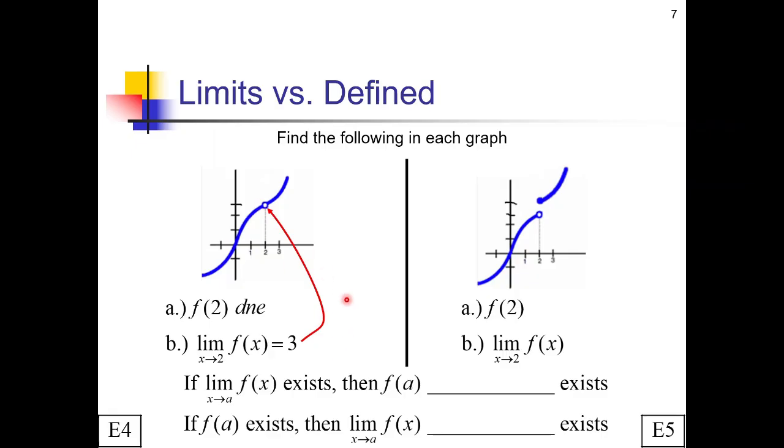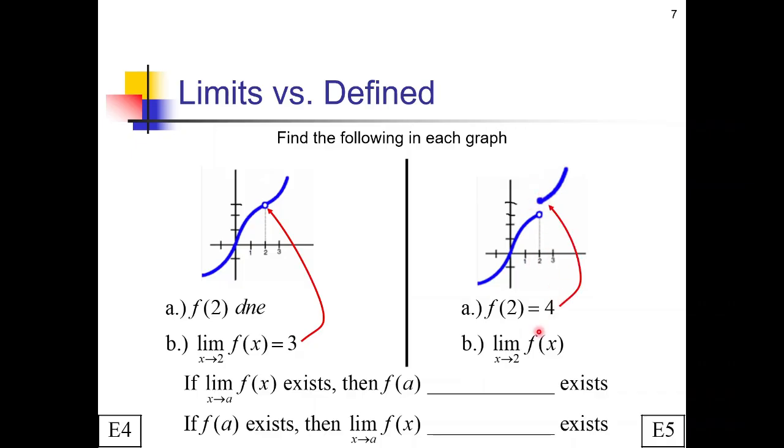So there it is. And then let's try out this next graph on the right side. Pause the video and try out example 5 here. All right, so for example 5, f of 2, that's this solid dot up here. That's a y value of 4 up there. So that one does exist, and it's 4.